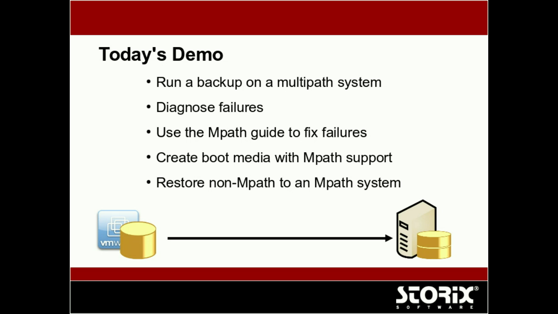Here's what we're going to do in today's demo. The first thing I'm going to do is go ahead and run a backup on a multipath system. This is assuming you haven't done any configuration and you have a multipath system and you want to run Storix, but specifically the reason I'm doing this is I want to show what a failure looks like. That way we're going to go through and diagnose those failures, and then I'm going to show you the DM Multipath guide, and we're going to use that as a sort of walkthrough to fix failures. After that, we're going to create boot media with DM Multipath support, and then finally I'm going to show you what it looks like to restore from a non-multipath system onto a multipath system.